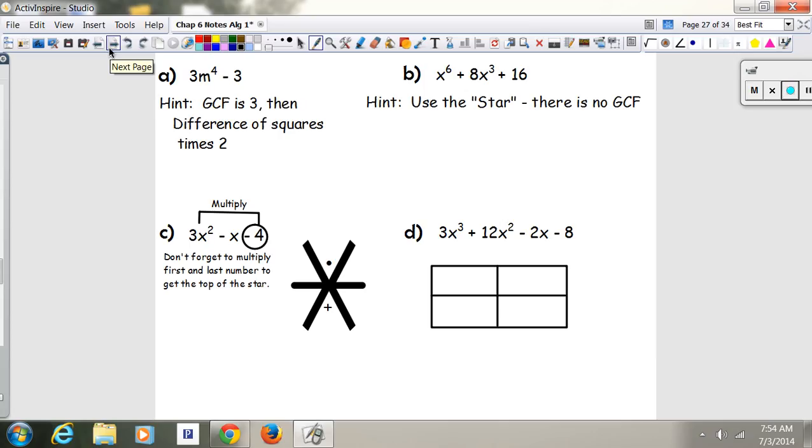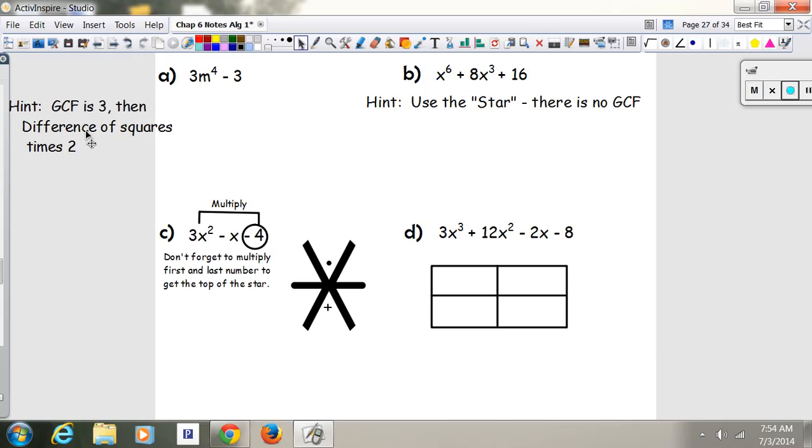Letter A here, I gave you a hint. GCF is 3, and then it's a difference of squares. So you're going to take out a 3 and get m to the 4th minus 1. And then it's a difference of squares. This is m squared times m squared. And this is 1 times 1. So you're going to get m squared plus 1, m squared minus 1, and you're going to bring down a 3.